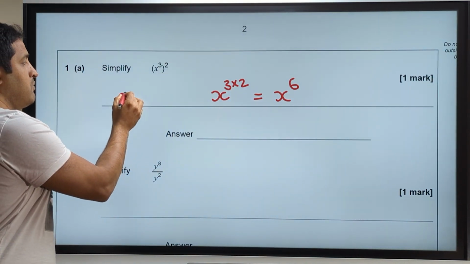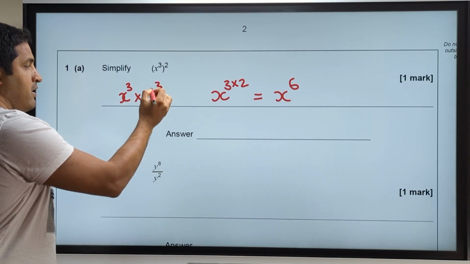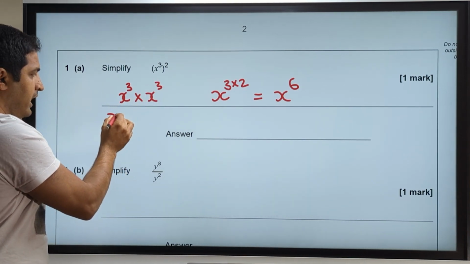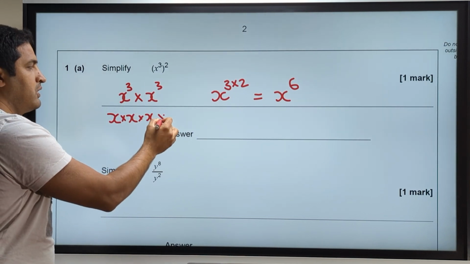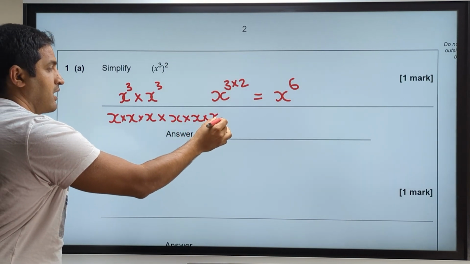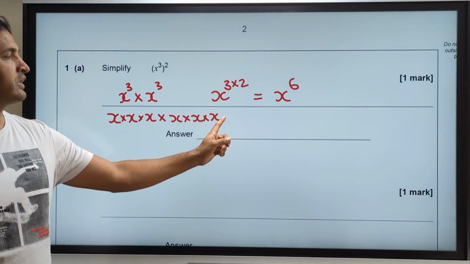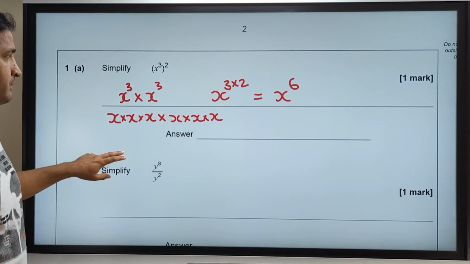Again, simplifying it is really straightforward. You got x cubed squared. So it's x cubed times x cubed. So x cubed means you got x times x times x. And another x cubed means you're multiplying again, so you got x times x times x. So altogether we have 6 lots of x multiplied by itself. That gives you x to the power 6.